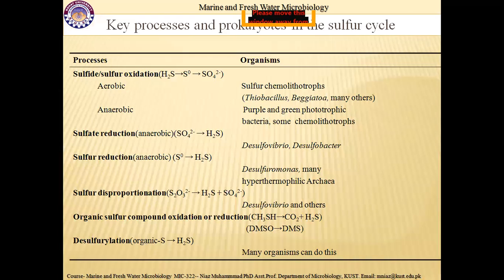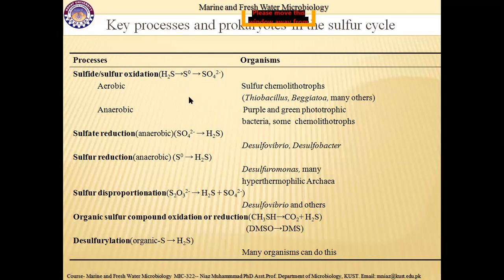So if you see the main key steps and processes of the sulfur cycle, number one, sulfide or sulfur oxidation, in which H2S converts into elemental sulfur, and after that converts into SO4, which is soluble in water and can be absorbed by plant roots.